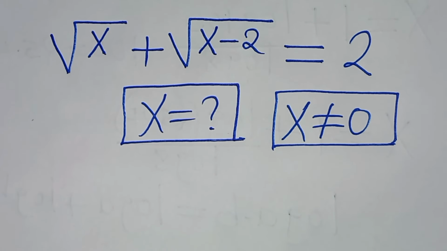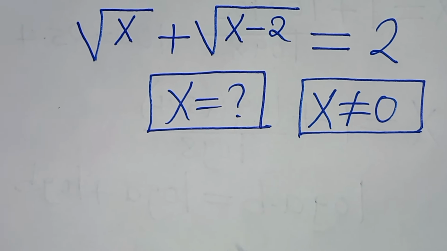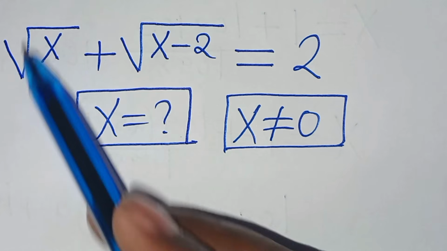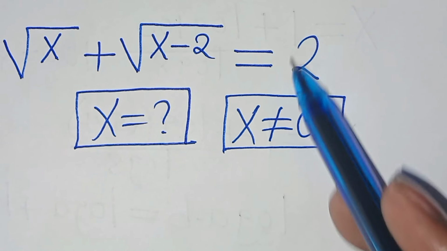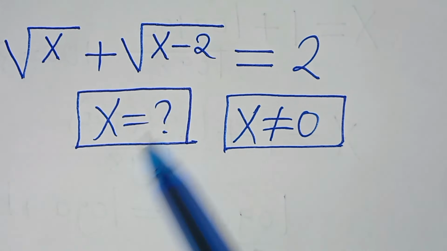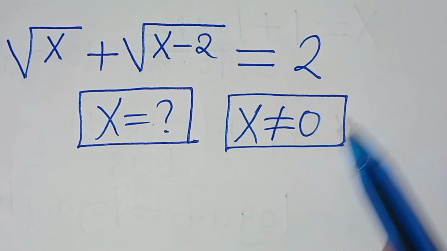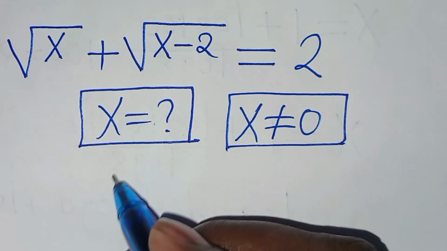Hello everyone, you're welcome to solve this nice square root math problem: the square root of x plus the square root of x minus 2 is equal to 2. So what is the value of x, given that x is not equal to 0? So let's begin the solution from here.